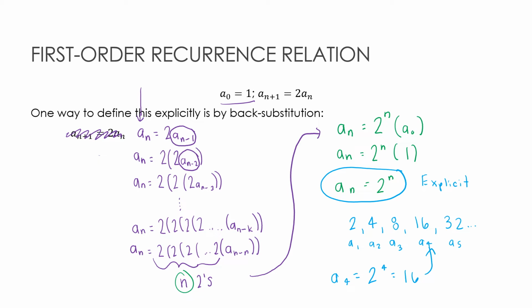So let's think about essentially what happened, and if this would happen again and again, I looked at 2 to the n times a sub 0. So this was my starting point. And what was 2? 2 was whatever factor I was multiplying by. So let's take a look at our next example and see if this pattern will hold.